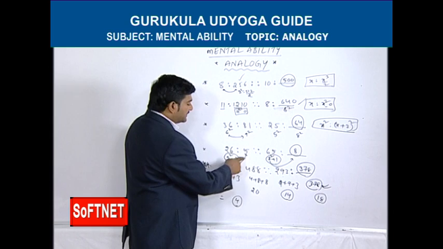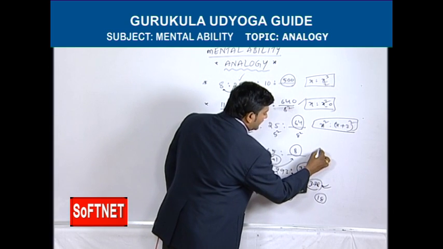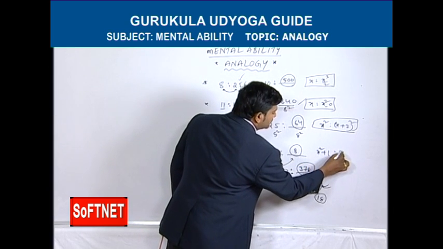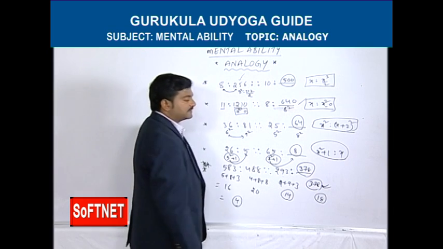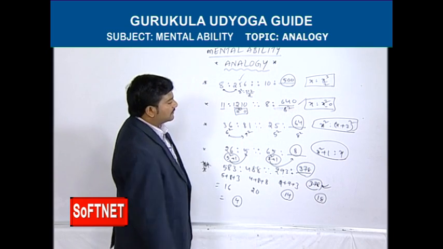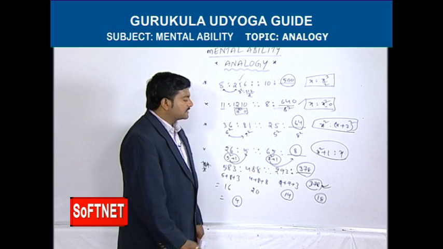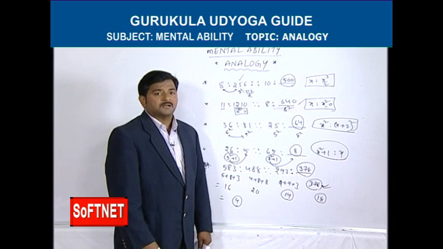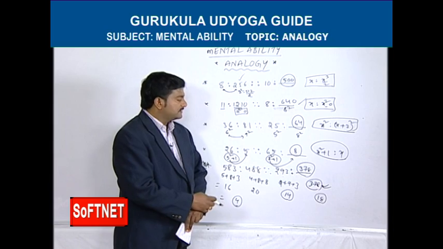See, 5 square plus 1, 5. What does it mean? X square plus 1 is to x. That was the concept involved in that question. So these are the 5 beautiful concepts in number analogy part. Still we will discuss some other models.